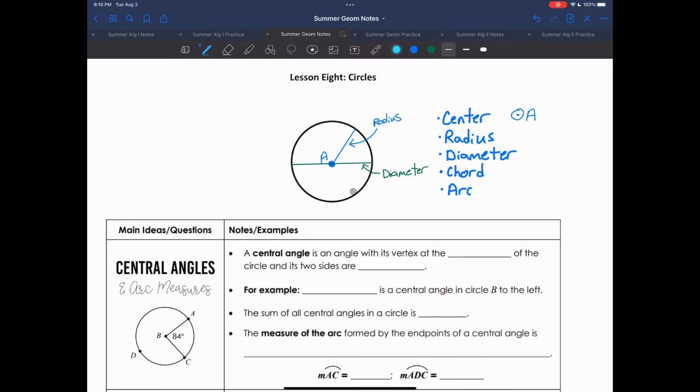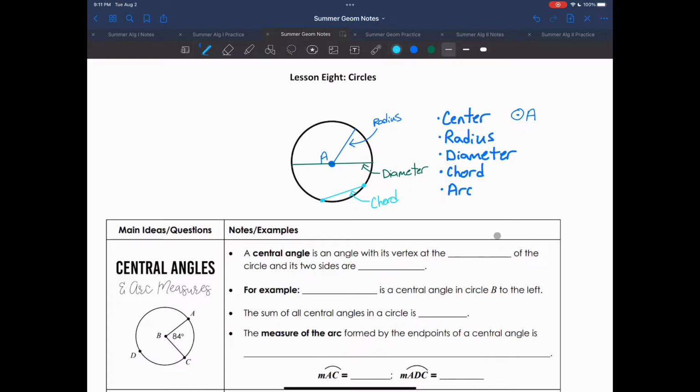It's just a line segment that has endpoints on the circle. It doesn't necessarily have to be going through the center. It can be drawn anywhere. So let me show you an example. Like if I put a point here and a point here and I connect those two, that would be an example of a chord. Okay, just any segment in the circle with its endpoints on the edge of the circle itself. So let's maybe label that out to the side. That is a chord.